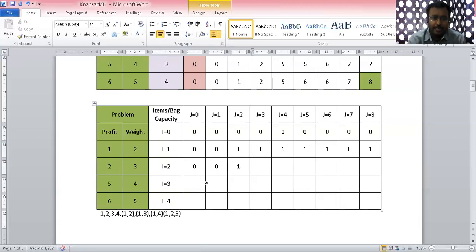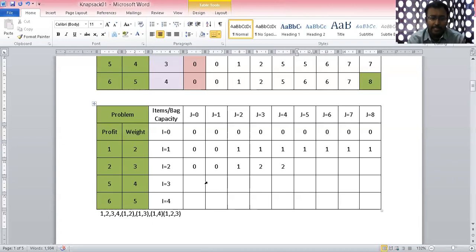Now, when j is equal to 3, I can add either item number 1 or item number 2. But which one will I take? I'll take the item that gives me more profit. So I go for item number 2 and my profit is 2. Now moving on to j is equal to 4. If I take the combination of item number 1 and 2, the weight goes to 5, so I can't take the combination of the two items. So I'll retain the same value as 2.